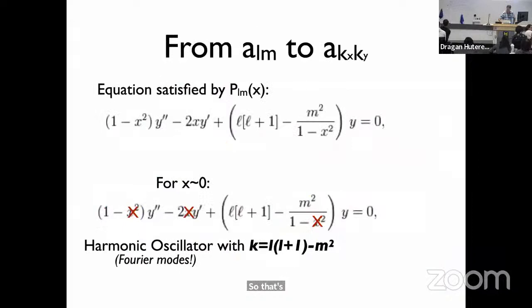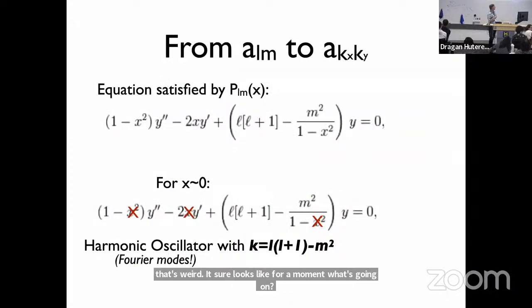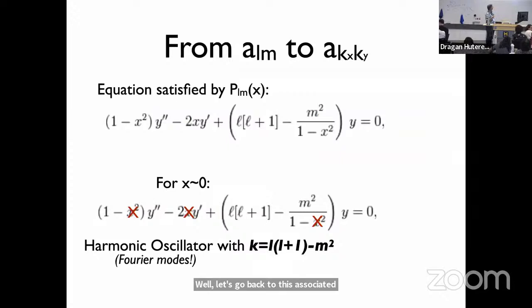What's going on? Well, let's go back to this associated Legendre polynomial equation. If you look in the Wikipedia, I think this is literally taken from the Wikipedia for associated Legendre polynomials. Here's the equation. If you have a P_lm, what equation does that solve? This is the equation it solves. Whatever. So x is cosine theta here. So that's the equation for it.